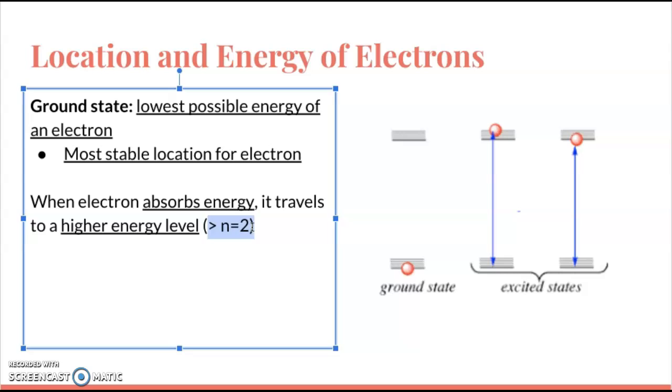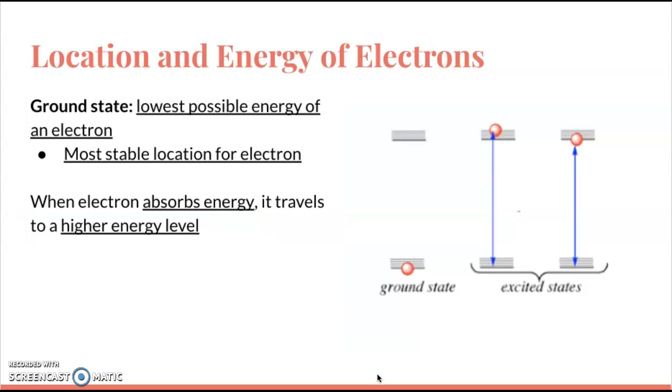I'm going to move that. There we go. Okay. And this is the most stable location for an electron. Okay, so I can show that here, right? It's my most stable, it's my lowest possible energy. It's where they want to be. But when an electron absorbs energy, it's going to travel to a higher energy level, right? So from here up to here, it's absorbing energy, right? It's taking it in.